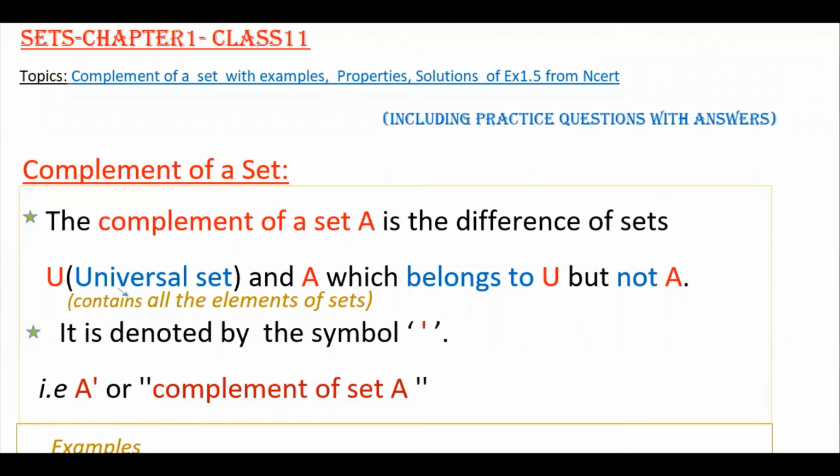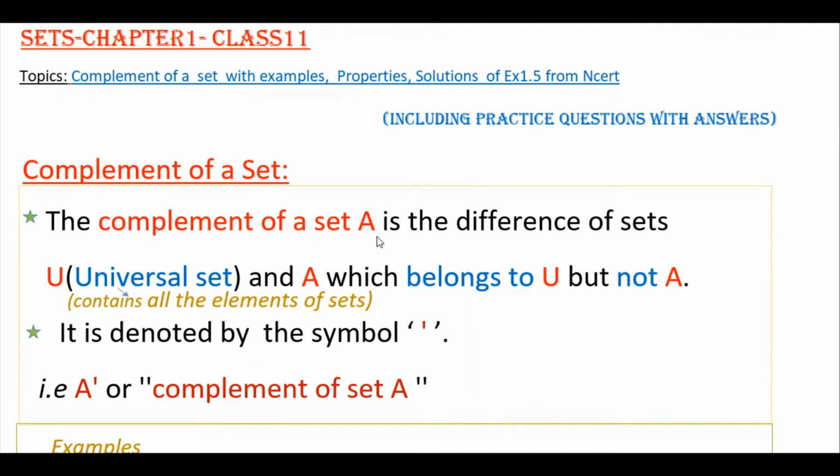Hello everyone. Today I am going to tell about the complement of a set with examples, properties and solutions of Exercise 1.5 from NCERT Class 11. A complement of a set is a set which contains only the universal set elements but which does not contain the elements of that set.